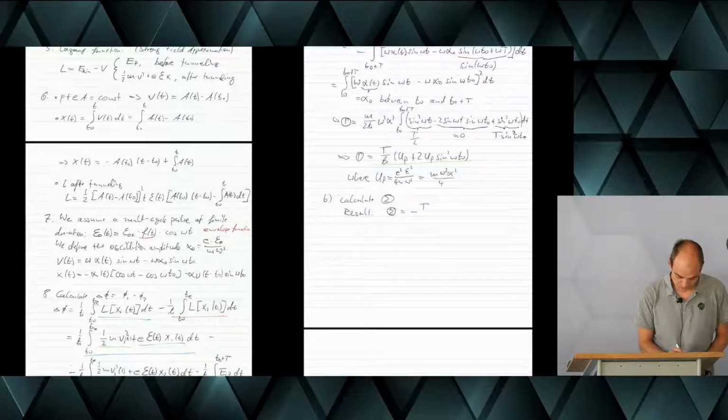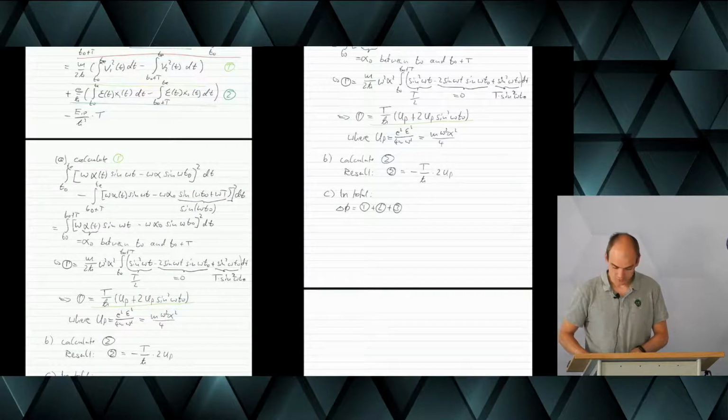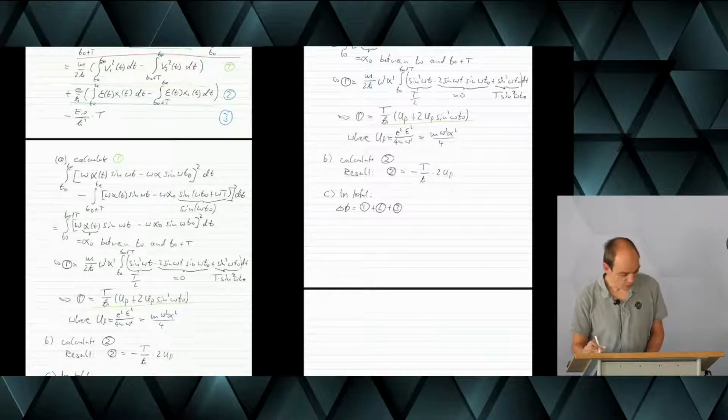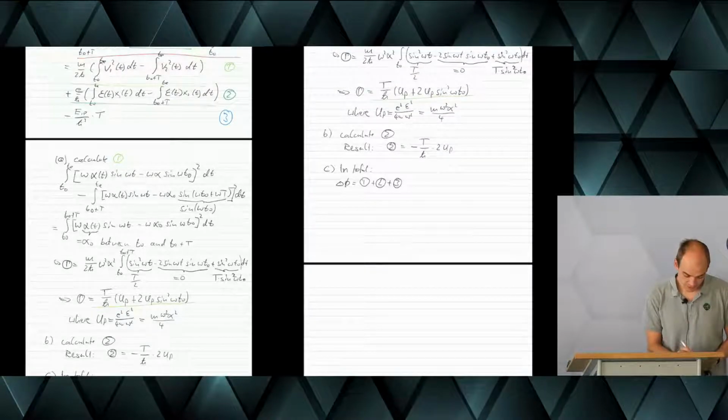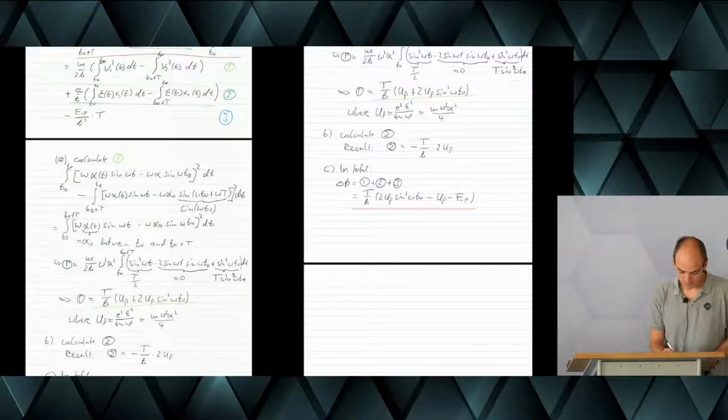But the result is actually even shorter. It's minus t over h bar times 2 Up. Yeah, and then we can now summarize. In total, delta phi, that's the sum of 1 plus 2 plus 3. I forgot, did I call this 3? I did not call this 3. But consider this being 3. And that is t over h bar times 2 Up sine squared omega t naught minus Up minus E_IP. And well, this gets a little box.